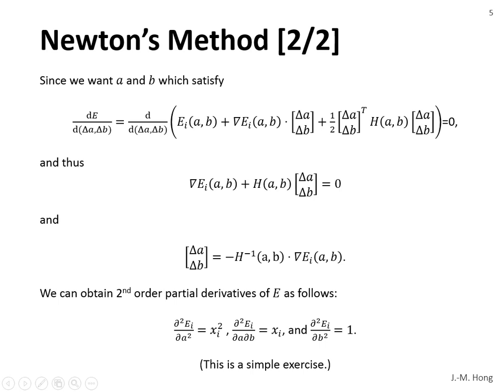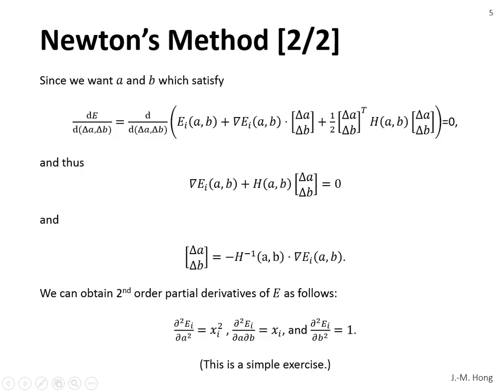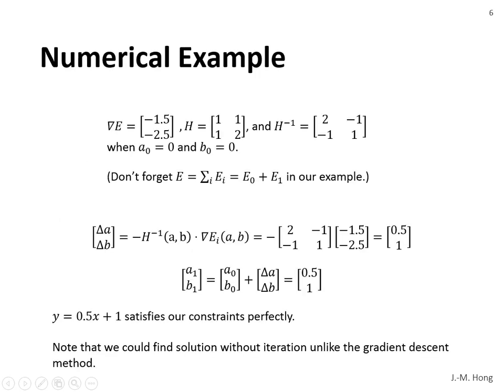And we can obtain the second-order partial derivatives of E as follows. So let's go to here: y minus ax minus b squared, right? So we can obtain round squared E over round x, round squared E over round y, and round squared E over round a round b from this equation. And yeah, you can do this. Okay, so here is a numerical example.